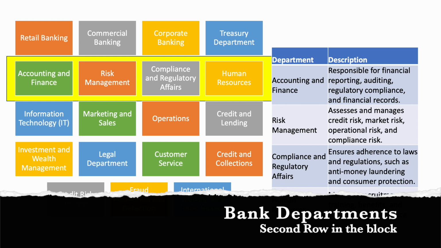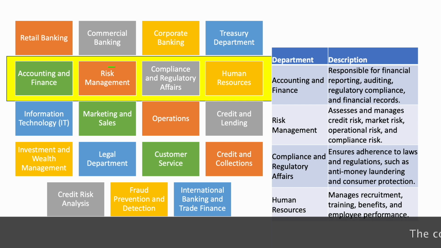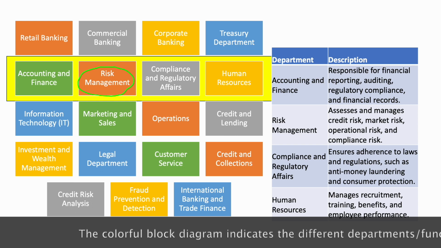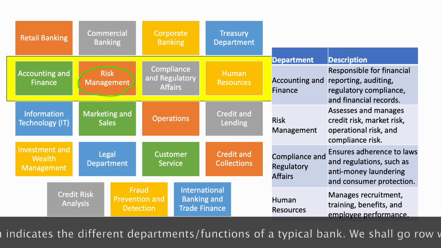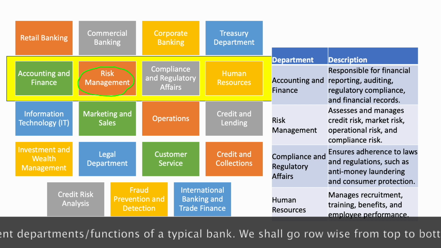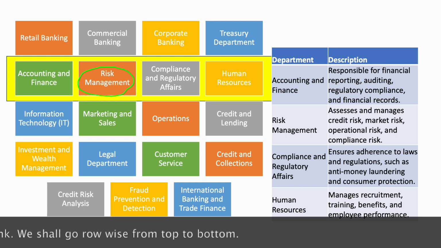Let's go to the next row, which is accounting and finance. Accounting and finance, as the name itself says, is responsible for financial reporting, auditing, regulatory compliance, and financial records. Risk management. We need to know that this bank would be having a lot of risks. It may have credit risk, market risk, operational risk, compliance risk. So to manage all these risks, we have a department called risk management. Then there is compliance and regulatory affairs.